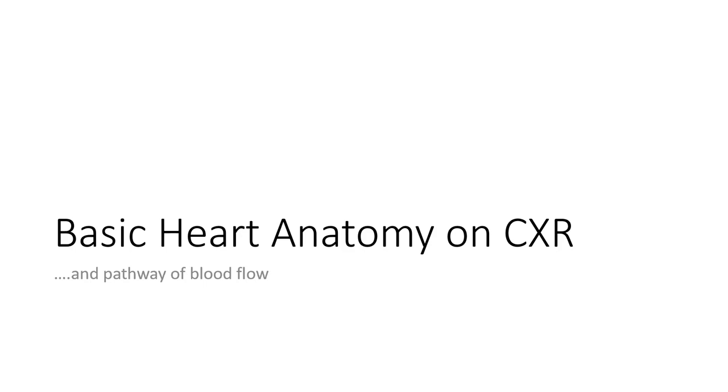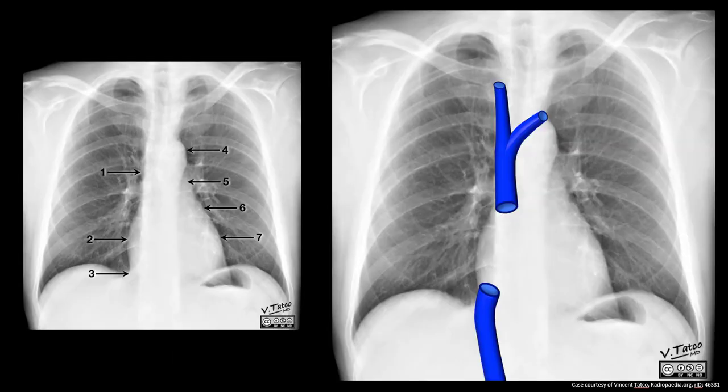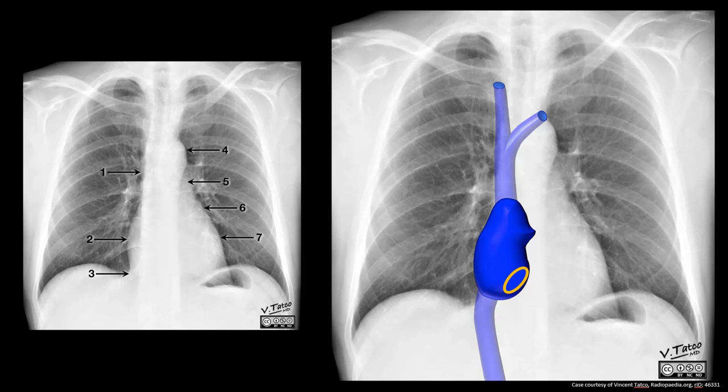Here's a quick tutorial on basic heart anatomy in blood flow order on a chest x-ray. We'll start this view on a PA chest. Now we can see we have the superior and inferior vena cava bringing blood to the heart. You can see those in the chest x-ray here on the left as number 1 and 3. Blood now enters the right atrium, which we can see the contour over there in number 2.